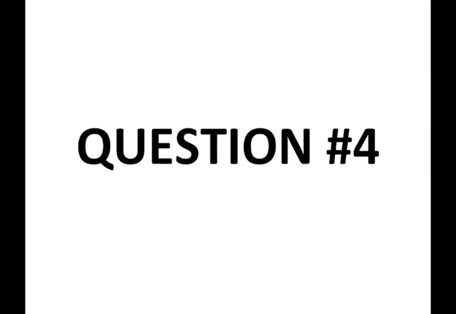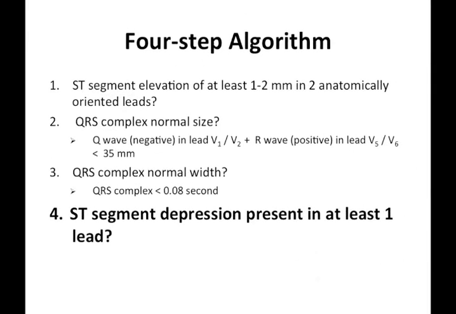So now we get to question 4, which is the icing on the cake. Question 4 asks us if ST depression is present in at least 1 lead. Remember, early in this discussion, we talked about reciprocal ST segment depression or reciprocal change. This is what we're dealing with in this question.